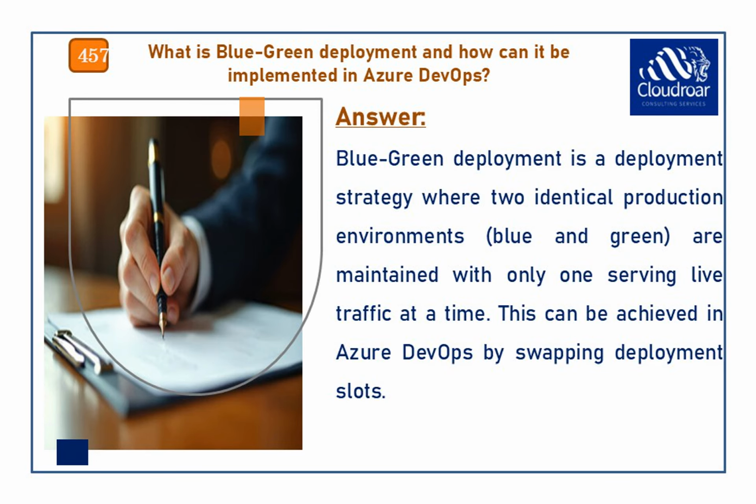Question 457. What is blue-green deployment, and how can it be implemented in Azure DevOps? Blue-green deployment is a deployment strategy where two identical production environments, blue and green, are maintained, with only one serving live traffic at a time. This can be achieved in Azure DevOps by swapping deployment slots.